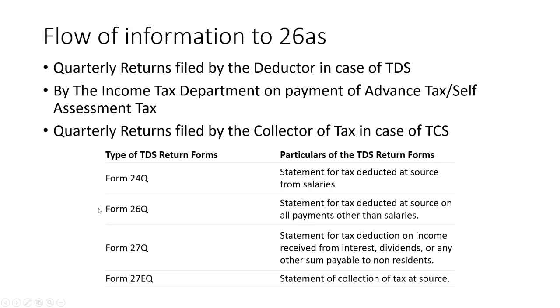26Q is regarding TDS made on payments other than salaries. The information is available in this form through NSDL TRACES. 27Q is regarding the statement of tax deduction on income, interest, etc. Then this is tax collection at source, 27EQ.